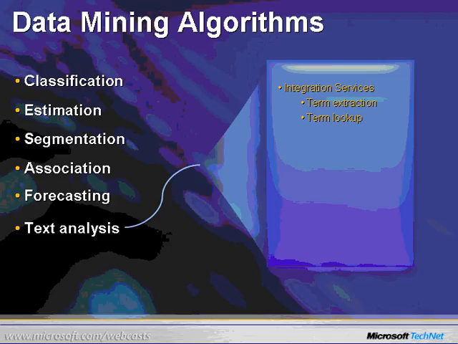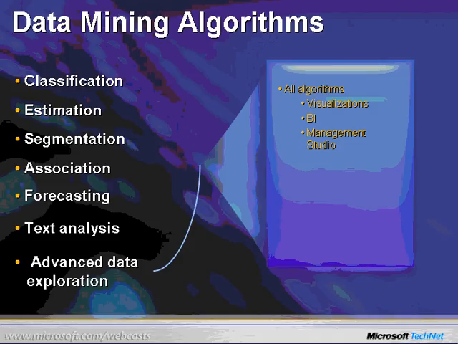Text analysis uses algorithms within Integration Services, where text extraction transformation and term lookup transformations are also available. Once the two transformations are run through the unstructured data, you can then use any SQL Server 2005 algorithms to analyze the results of your unstructured data. And then finally, you can also use the algorithms to search through advanced data exploration.